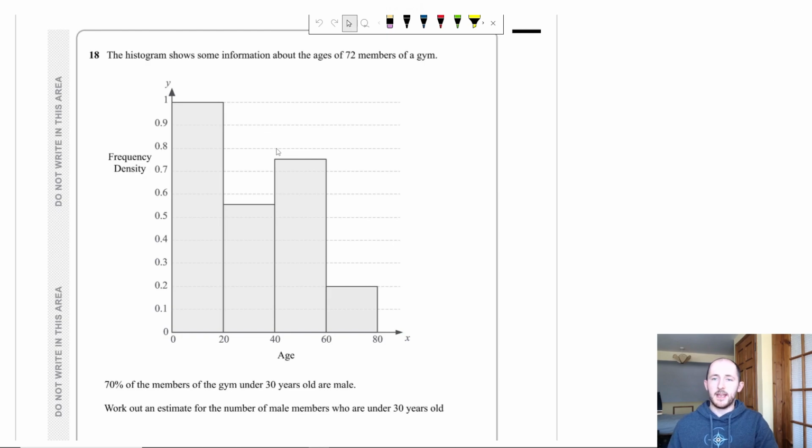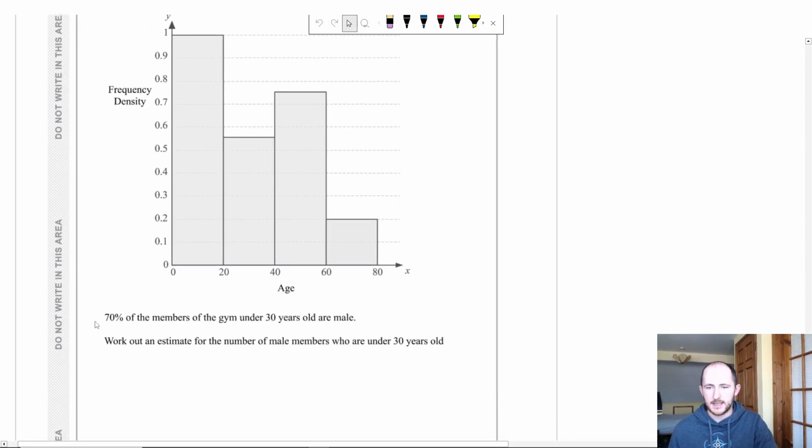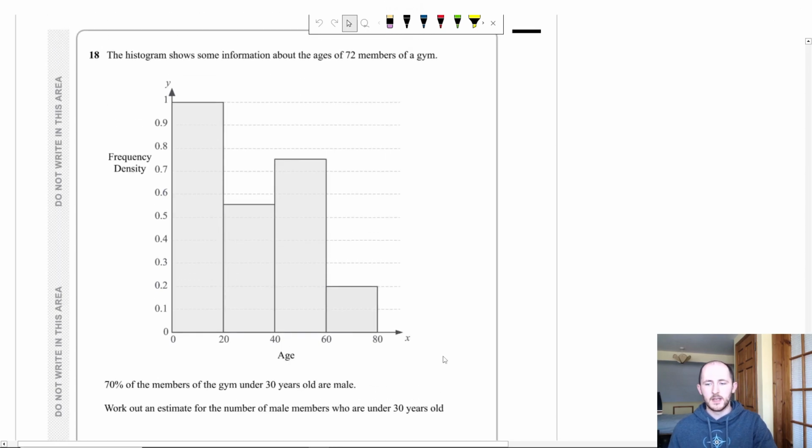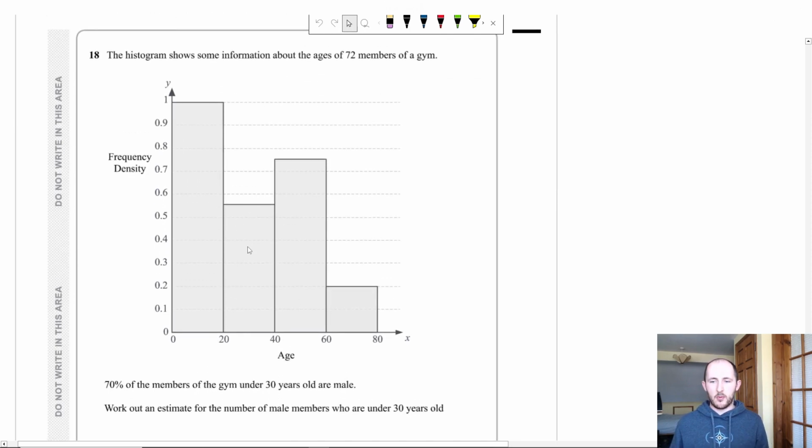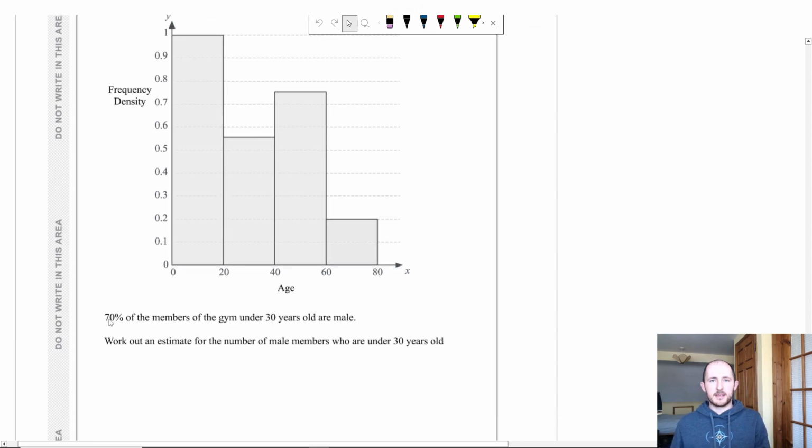This question, we have a histogram which shows information about the ages of 72 members at a gym. And it says 70% of the members of the gym under 30 years old are male, and we need to work out an estimate for the number of male members who are under 30 years old. So wording is a bit tricky, but if we have a think about it, what it's basically asking us to do is find out how many people are below 30 years old and then take 70% of that number. So how do you work out how many people are under 30 years old?